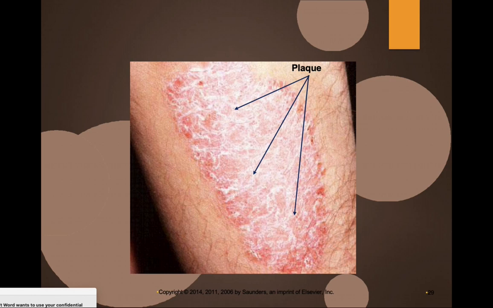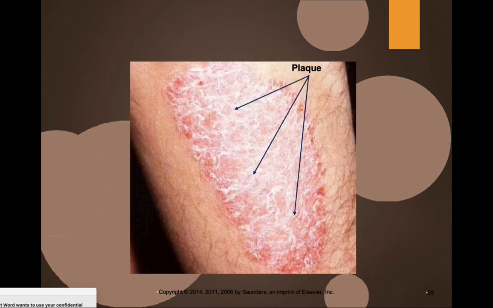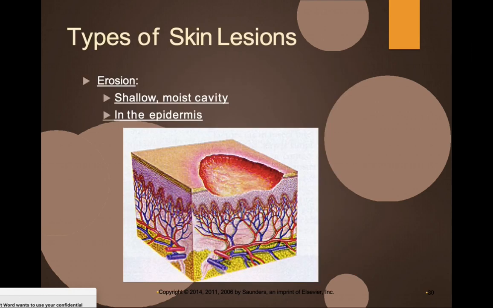So this is plaques. You'll see this quite a bit with psoriasis. We'll go into psoriasis in a little bit more detail shortly. Now, erosion, this is not a result of the lesion growing outward. This is like invasion. It's almost like an ulceration, right?